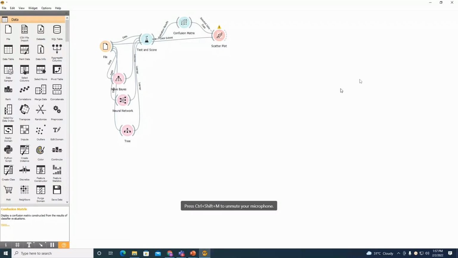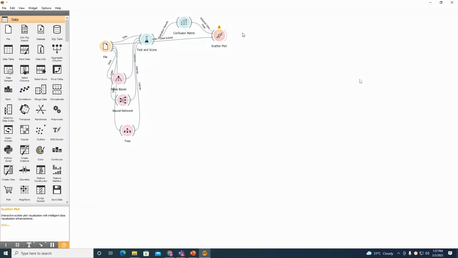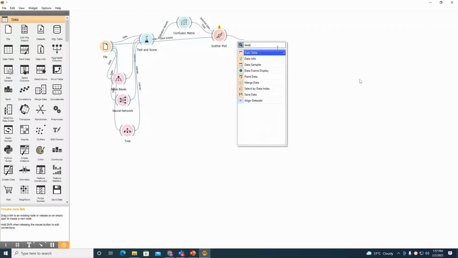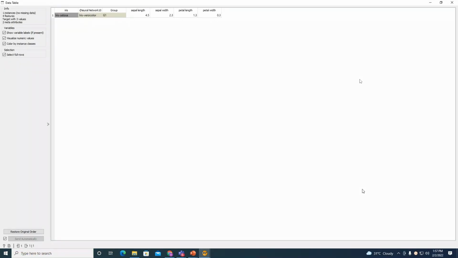And when you click here, you will get the whole record. Suppose I want to see this value, what is this sample which is misclassified. You have to just select and connect with a data table. You can see the whole record which is misclassified. You will get the whole record value which is misclassified. So is it okay?